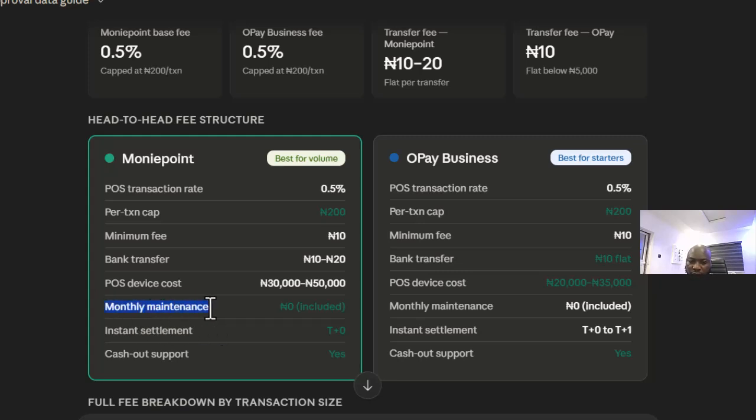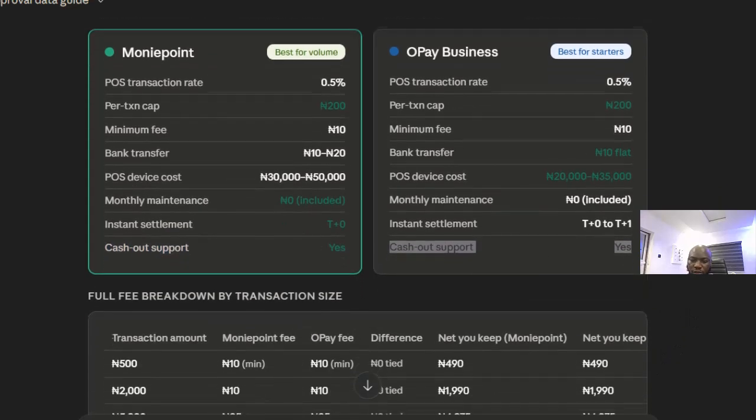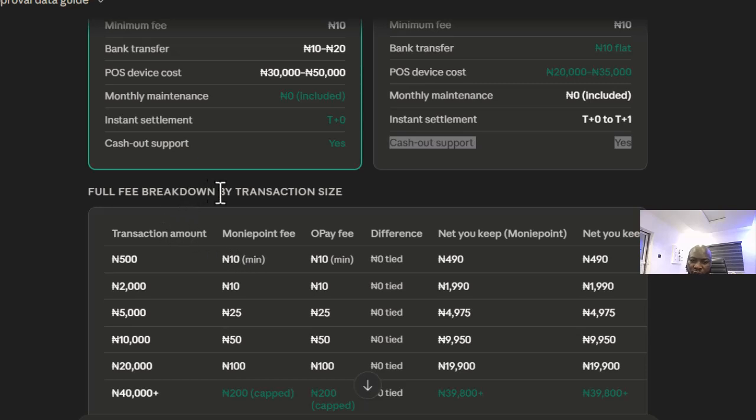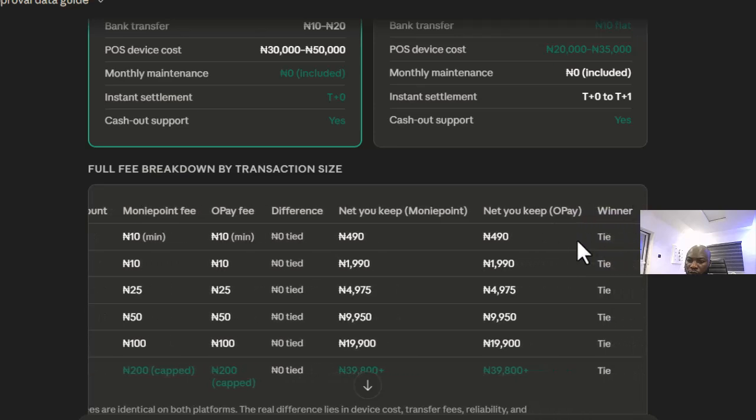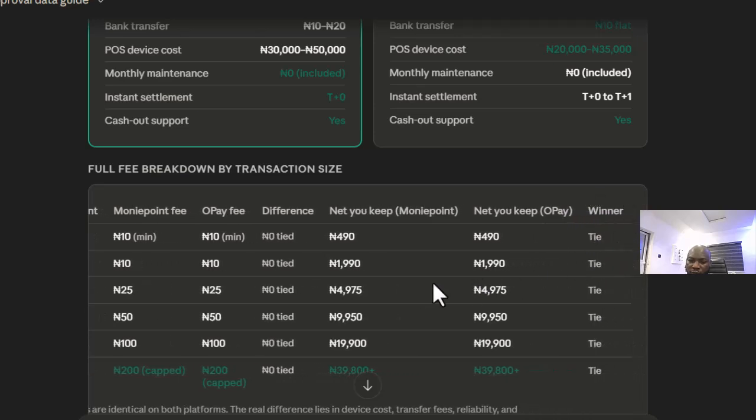So there is monthly maintenance, which includes no charges. Same thing goes for OPay too. Then instant settlement, there is no amount you are going to be charged. So you can see no charges at all. Then for cash out support, yes, for the two platforms. So you can withdraw your cash. So scrolling all the way down to see the full fee breakdown by transaction size, right? So for transaction amount, and then Moniepoint fee, OPay fee, differences, net you keep for Moniepoint, and net you keep for OPay as well. Then the winner for the two platforms, right?